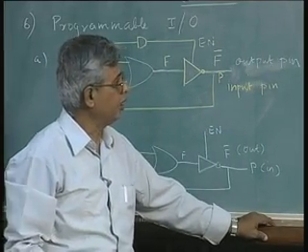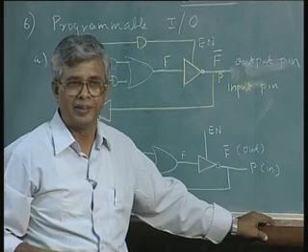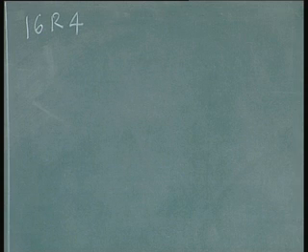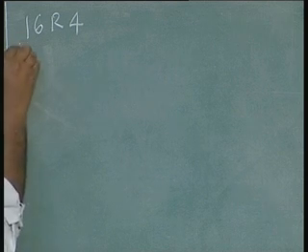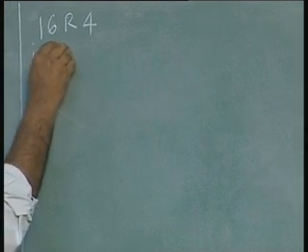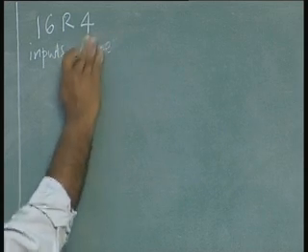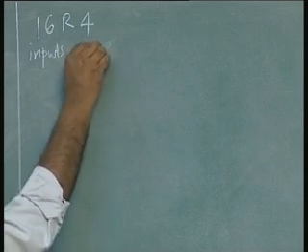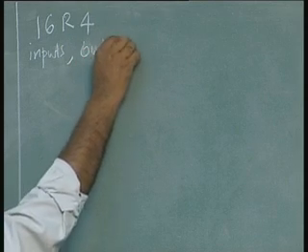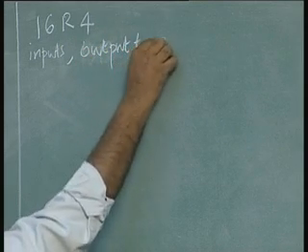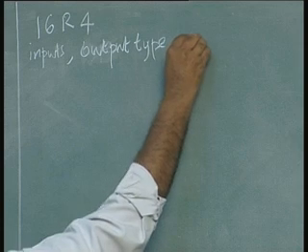I want to take this as an example to just show you how the chip is organized. R means a registered output. There are 4 registered outputs, and 16 inputs. Usually the first number is the number of inputs, the second is the type of output, and the third number is the number of outputs.